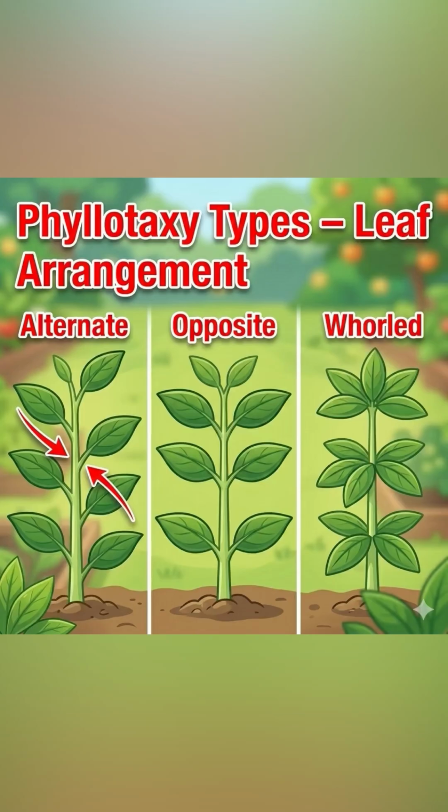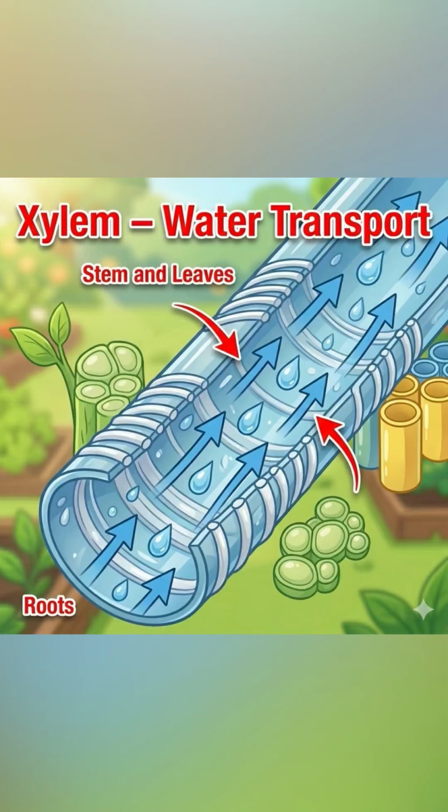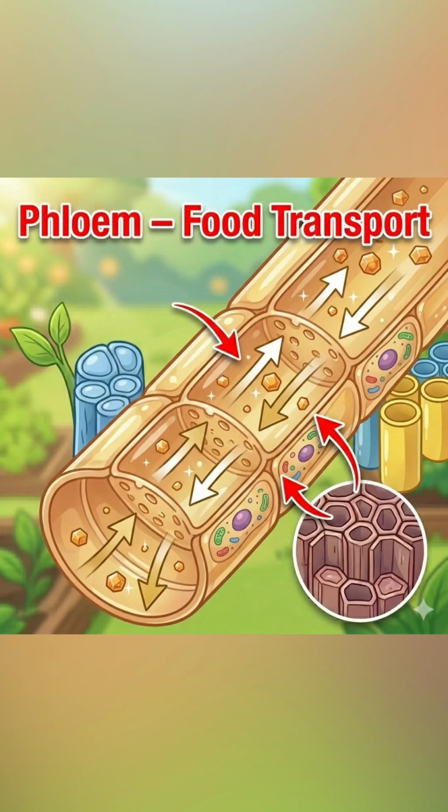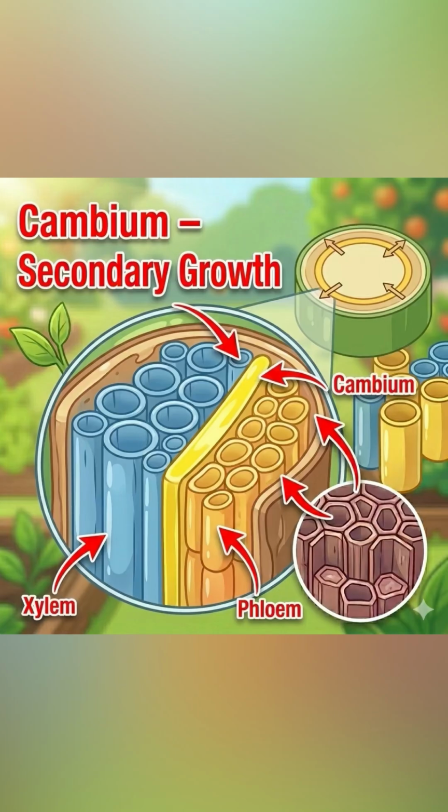Supporting and transport tissues. Collenchyma, flexible support under leaf margins. Sclerenchyma, thick-walled, strong support. Parenchyma, stores food, starch. These tissues give strength, flexibility, and nutrition. Xylem, phloem, and cambium. Xylem, water transport from roots to leaves. Phloem, food transport from leaves to the rest of the plant. Cambium, layer producing secondary xylem and phloem for thickness. Trichomes, hair-like structures on leaves, protect against herbivores and excess sunlight.